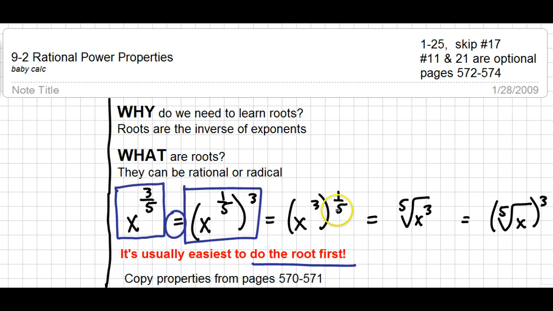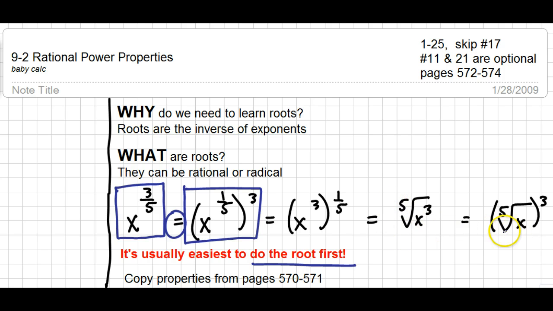It's not wrong to do it the other way with the power first and then the root. It's just those tend to be more difficult. When you raise to a power, that number is going to get very large very quickly. And finding the root of a very large number can be quite cumbersome. So it's usually faster and easier for students to do the root first and then the power.